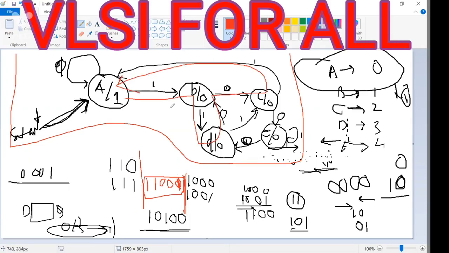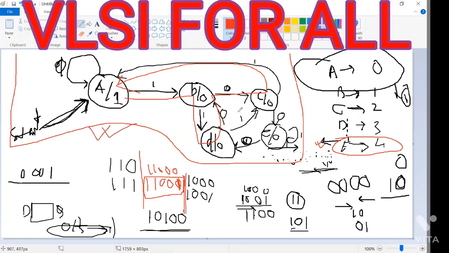If you take any other combination, you will not reach state A. Let's say you take 1, 1, 0, 0, 0, that is number 24. You will reach state E. And E means remainder 4. So 24 divided by 5, remainder is 4. So you can cross-verify your state diagram by taking a few examples to check whether your number is divisible by 5 or not.